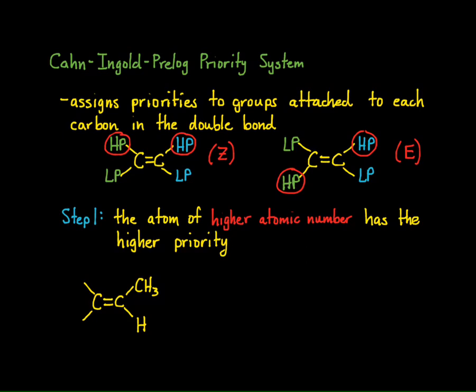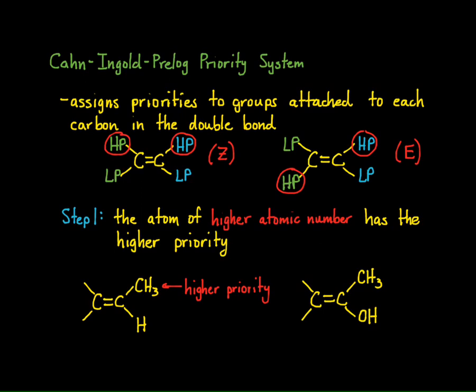So here I'm trying to compare a methyl group and a hydrogen. How do I compare them? Well, again, I'm not comparing groups, I'm comparing atoms. So I'm comparing carbon, which is directly attached to the olefin carbon, to hydrogen, which is directly attached to the olefin carbon. And since carbon has a higher atomic number of 6 versus 1, the methyl group takes the higher priority.